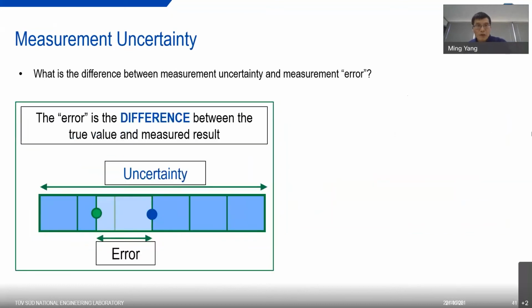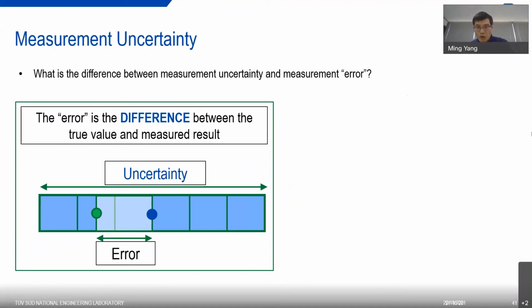So, one of the things that we often confuse is error with the term uncertainty. Now, we know uncertainty is the interval on either side of the measurement value. Error is actually the difference between the true value and the measured value. So in other words, in order to calculate error, you have to know the true value. If you do not know the true value, then you are not able to calculate the error.